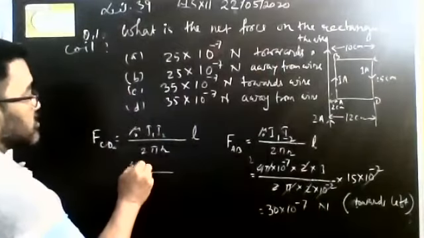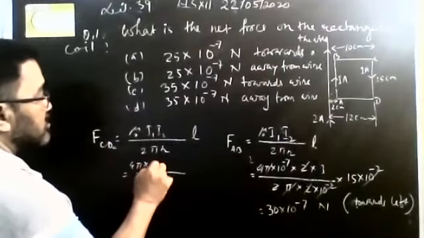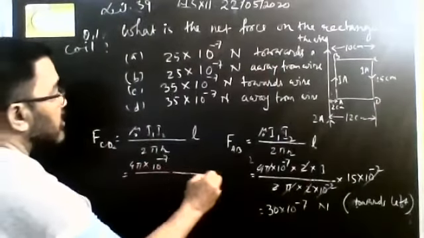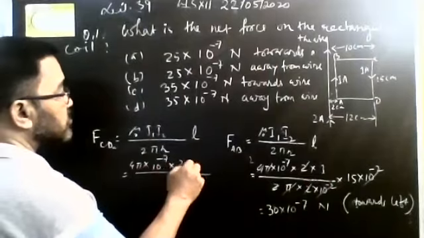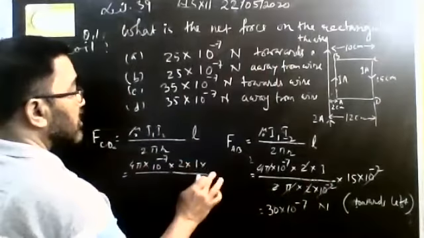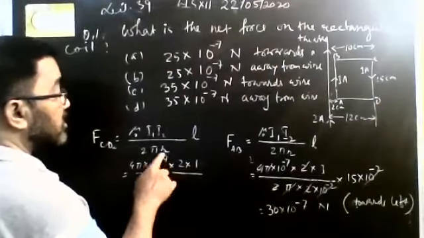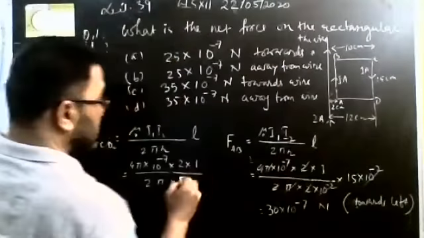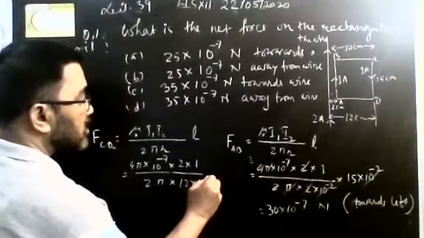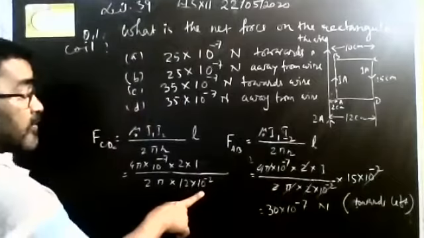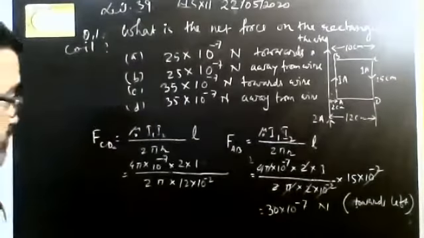So in place of mu naught you write just 4 pi into 10 to the power minus 7. I1 is equal to 1, and L is equal to 2 pi. Only thing is R is different here, 12 centimeter. This is 12 into 10 to the power minus 2, multiplied by 10 to the power minus 2 because we need to take it in meters.